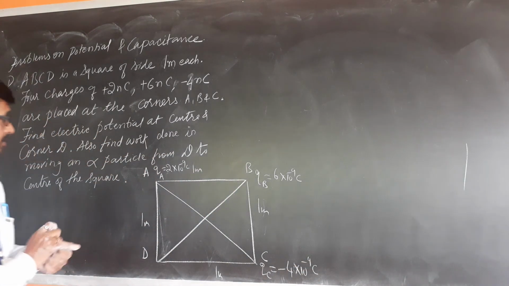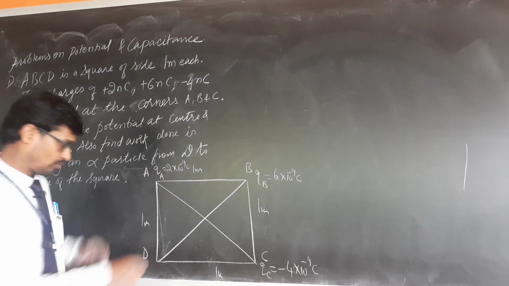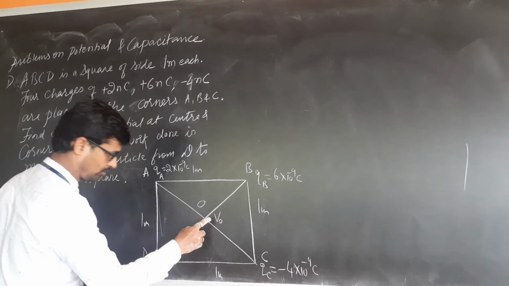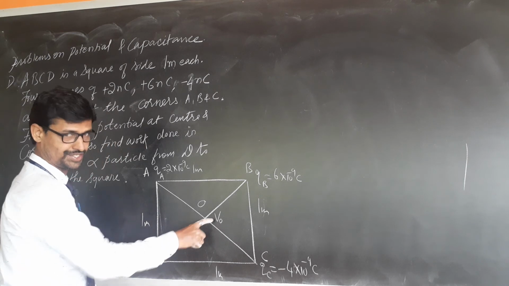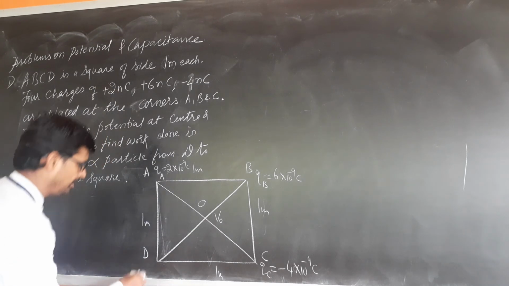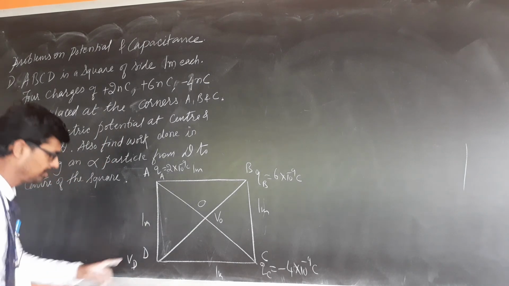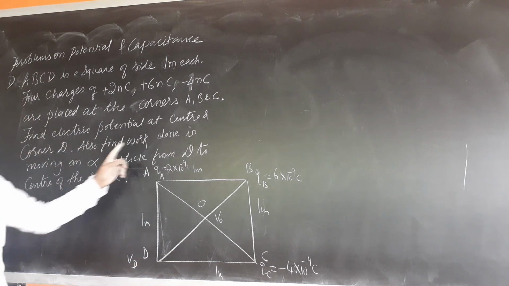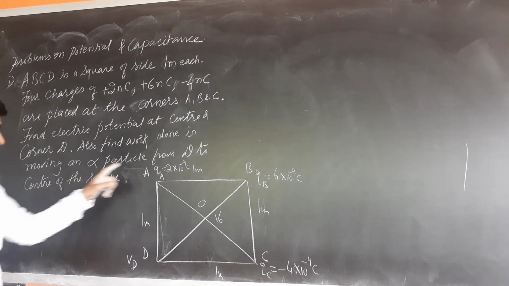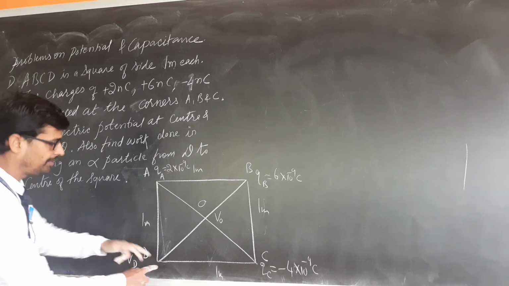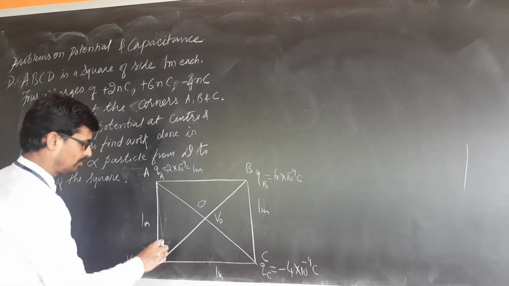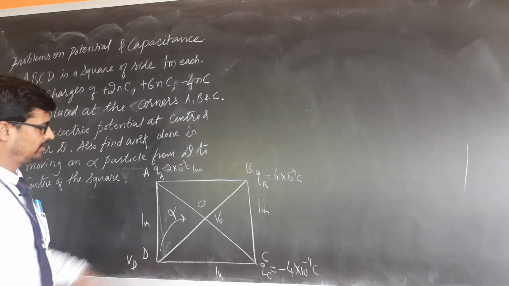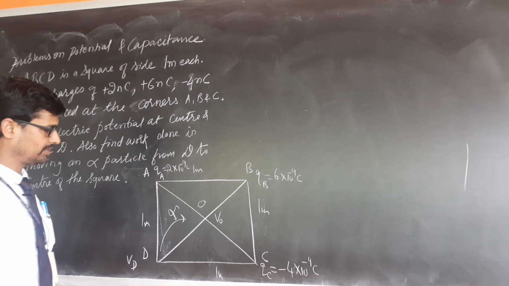So this is the arrangement. They asked what is the potential at the center O. VO I will call the potential at O, V means electric potential. And we shall also find VD, the potential at D. In the next part they also ask to find the work done in moving an alpha particle from D to the center of this square. They move the alpha particle later on, not now. We'll study it later, but we'll go for the potential first.